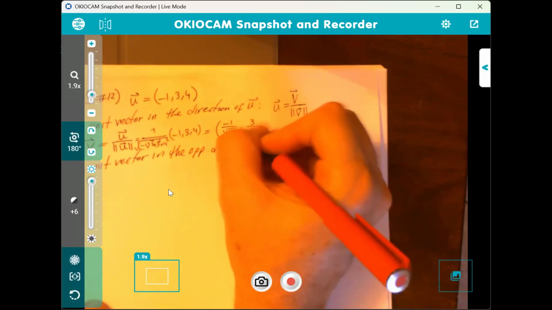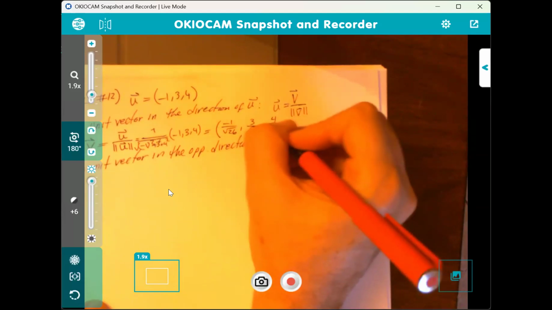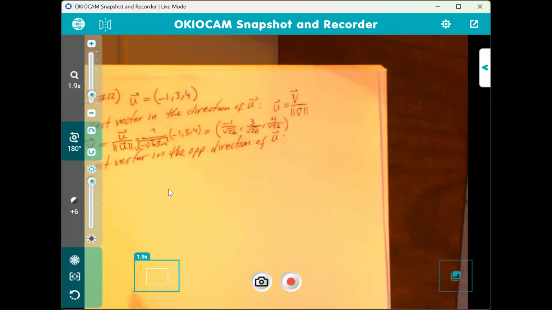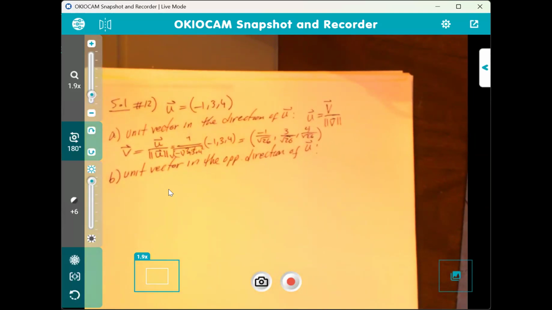3 over root 26 and 4 over root 26. So this is the unit vector in the same direction as vector u. Now we want one in the opposite direction.